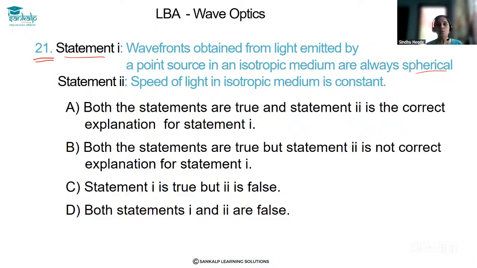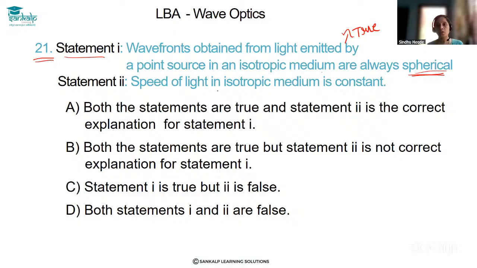Statement 1 tells that wavefronts obtained from light emitted by a point source in an isotropic medium are always spherical. Yes, this statement is true. Why? Because as we know, light travels at the same speed in every direction. Hence, it reaches the surface of a sphere at the same time. So, wavefronts obtained from light emitted by a point source in an isotropic medium are always spherical.